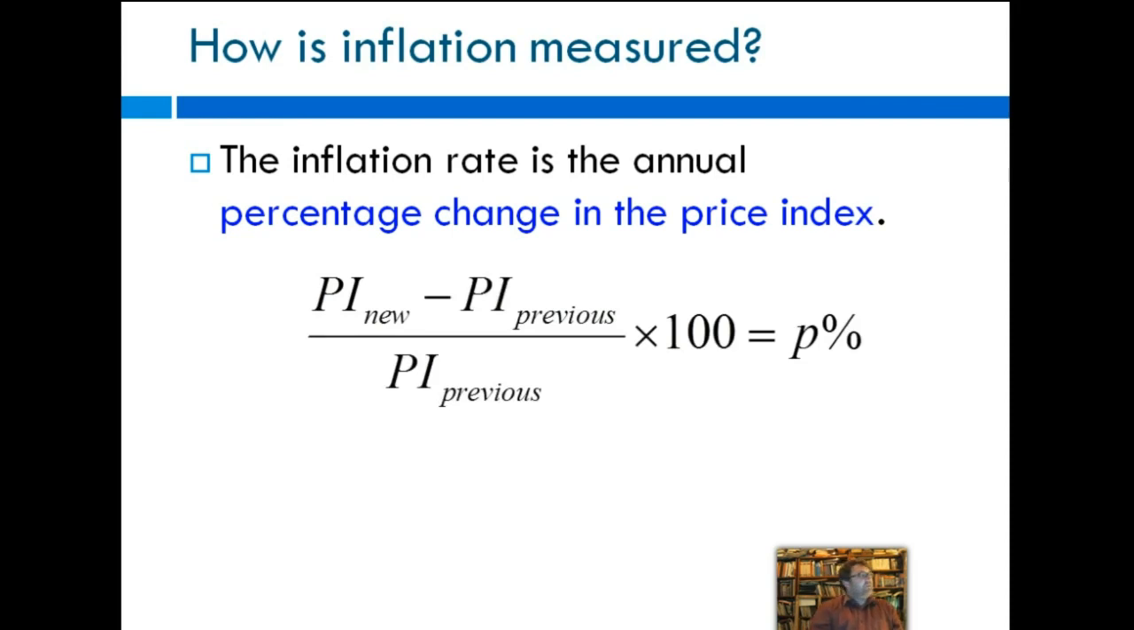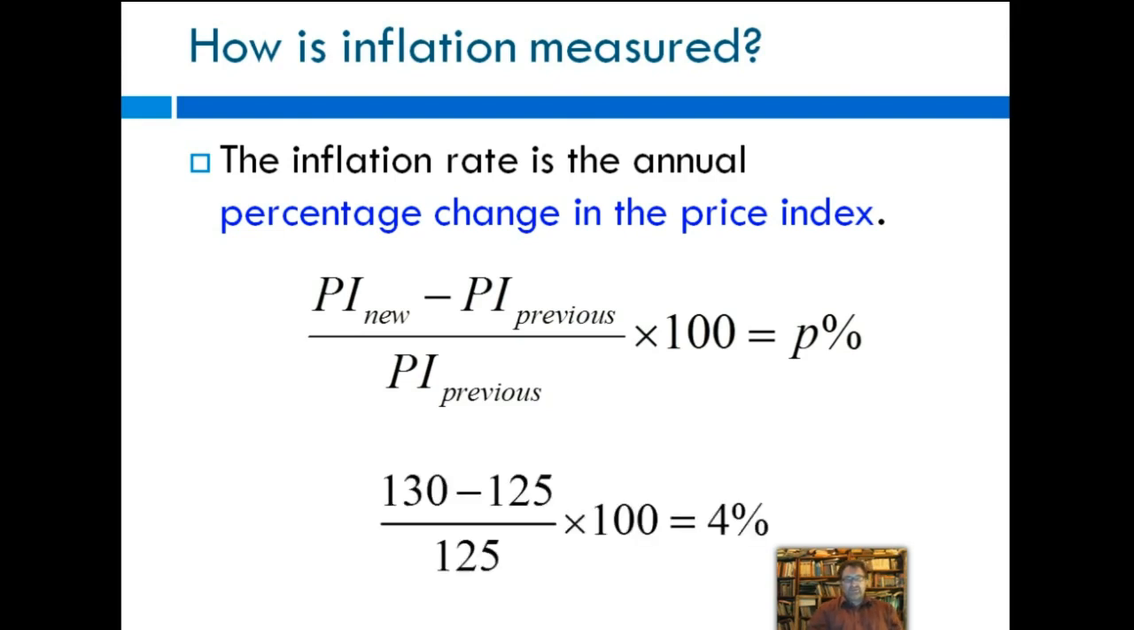So that's simple enough. We know how to find percentage changes for anything. It's new minus previous over previous times 100. And that's for anything. Percentage change in your height is your new height minus your old height divided by your old height times 100. That's how much you've gone up, increased in size or height as a percentage.